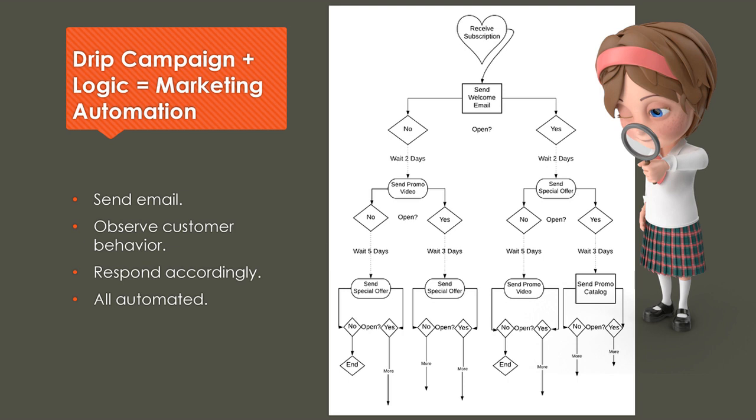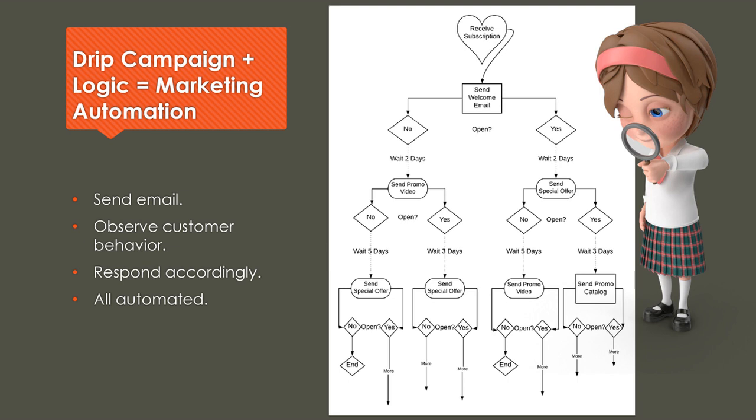So there are all these yes, no gates. So I sent them the email. Did they open it? Yes or no? If yes, I'm going to wait 2 days and then I'm going to send them a special offer. Did they open that special offer? Yes or no? Well, if they didn't, then maybe I'll send them that promotional video, try to get them back enthused about the brand. But if they did open it, maybe now it's time to send them some kind of promotional catalog or promotional offer. And by promotional, I don't mean discount. I mean promoting your products or promoting your services. And then there's another yes, no gate.